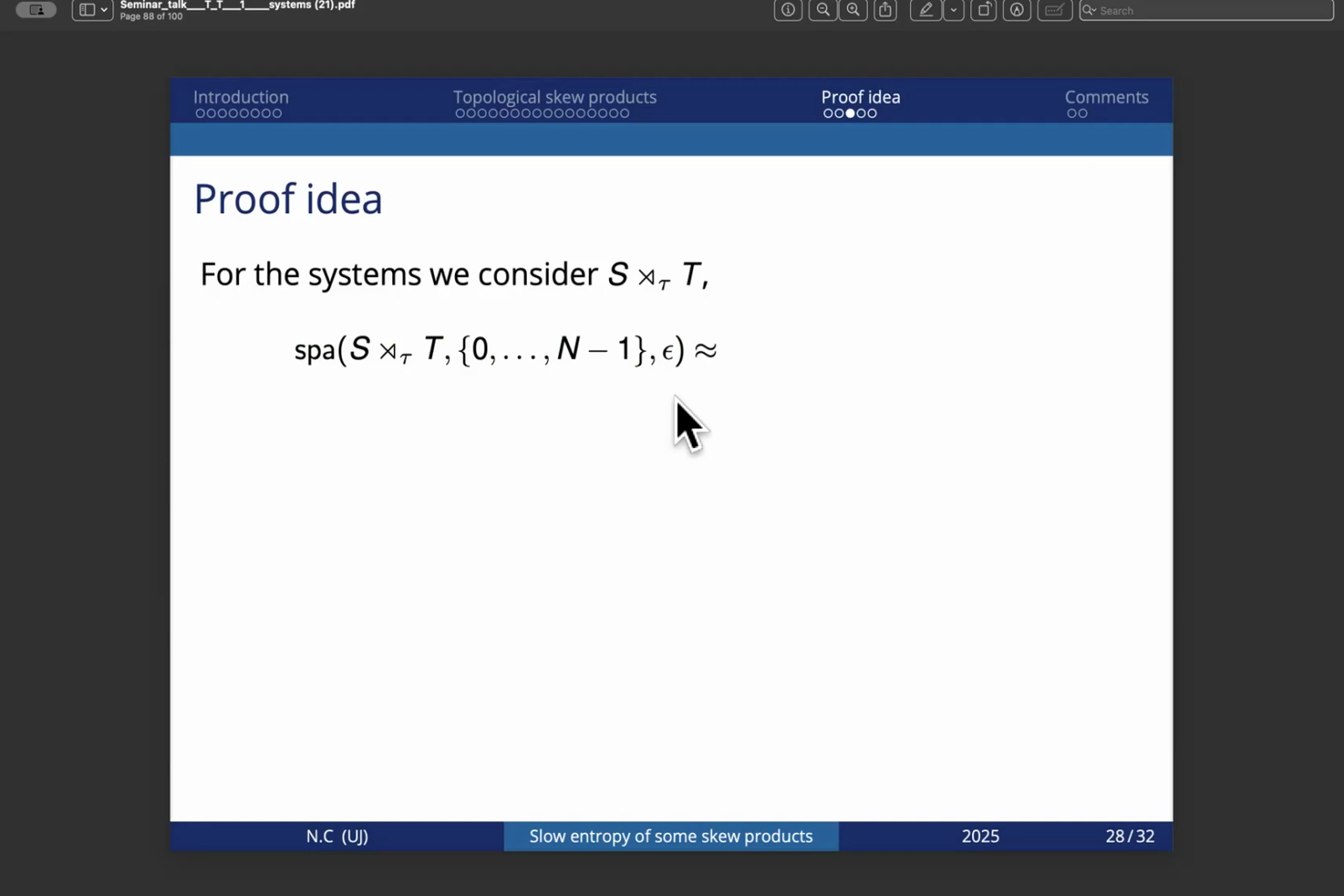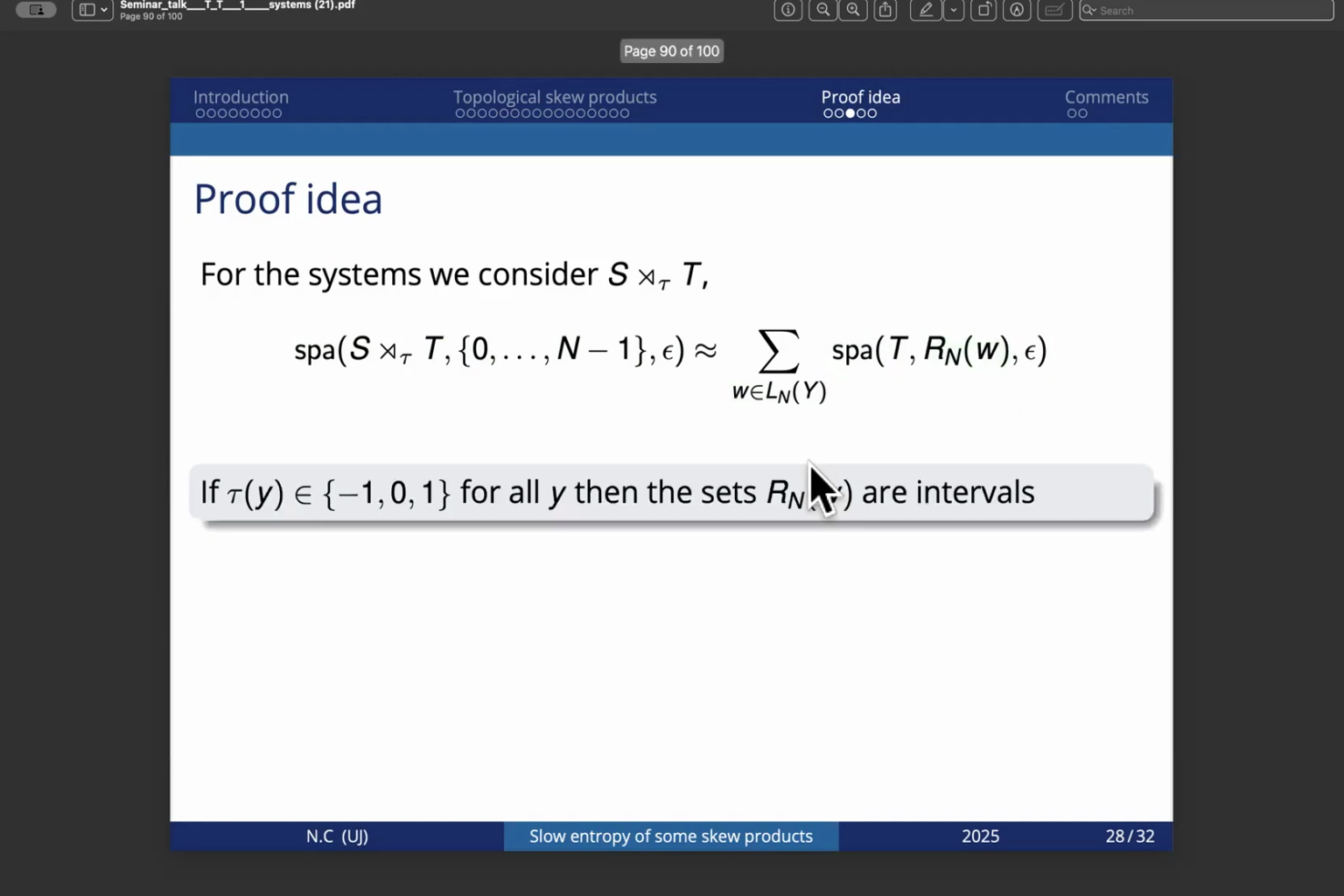and it also tells us what is the complexity of the system. So the thing is that this value is more or less approximately this quantity, which is the sum over the words in the language of the subshift y of the same spanning numbers in the fiber, but here they are indexed by the ranges of those words. So that is why we care about these ranges.